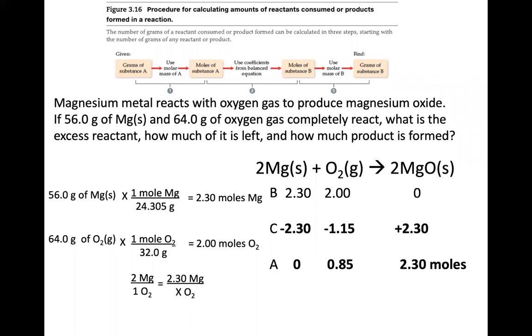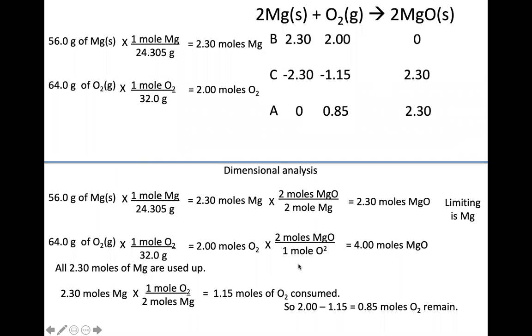When I say that I like seeing all of the answers at the same time, I see all of the answers right here all at the same time. So at least with me, as far as the clarity of what was involved, I think that a BCA table, again, for me, it works better when I have multiple things that I need to report. And this one quite clearly tells me that I ran out of magnesium, O2 was in excess, I've got 0.85 moles of it remaining, and I formed 2.30 moles of the magnesium oxide. Now, both of these are equivalent. Both of them equivalent in that you can use both of these techniques to come up with the right answer.